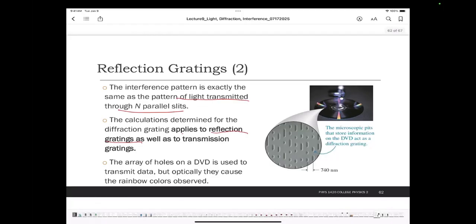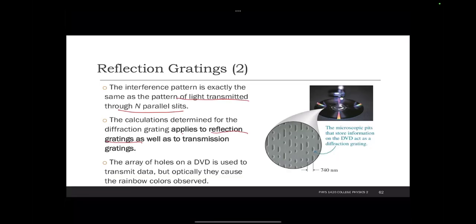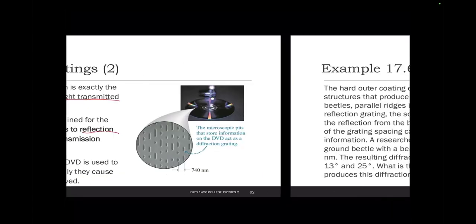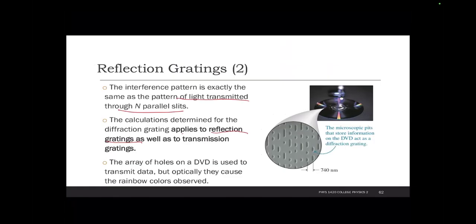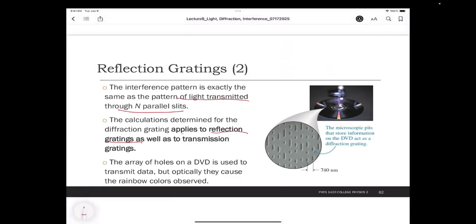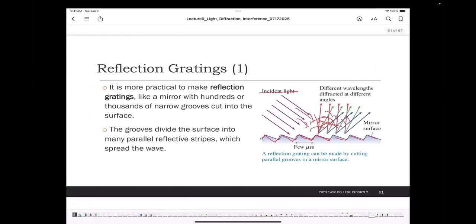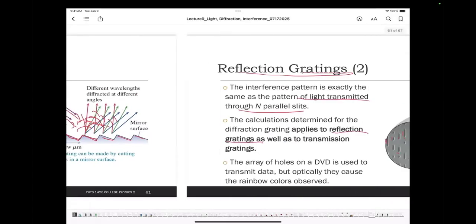The rows of pits on a DVD are used to store data, but optically they cause the rainbow colors observed. This is why the DVD surface is colorful: because of the reflection gratings. If you observe a DVD under a microscope, you can see the mirror surface has some grooves. Does it make sense to you?